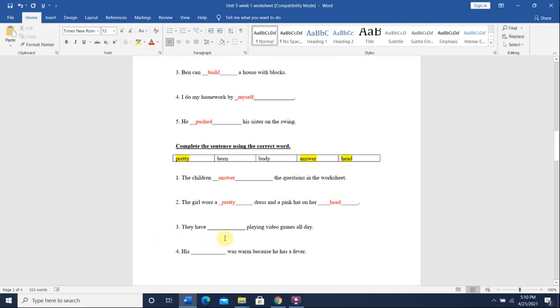They have blank playing video games all day. They have been. Okay, as we mentioned, this is the form of verb be when we use it with a helping verb had. They have been playing video games all day. His blank was warm because he has a fever. His body.